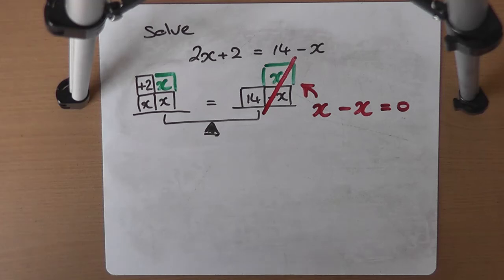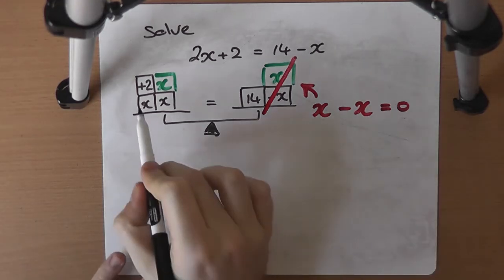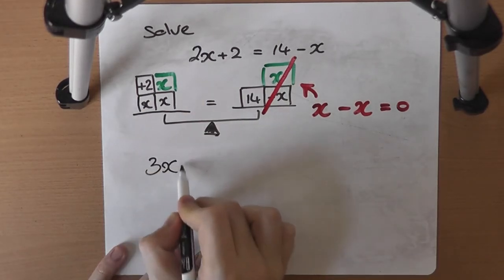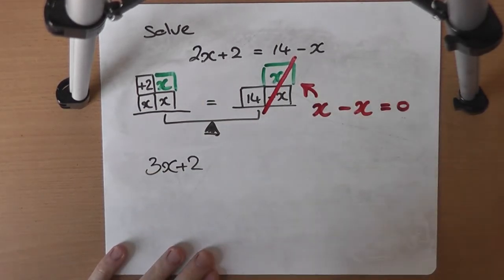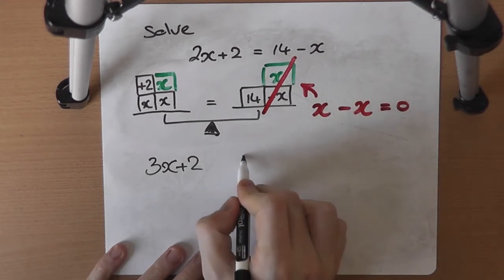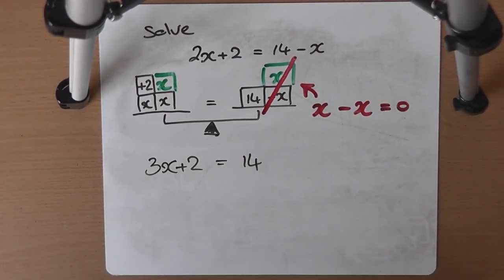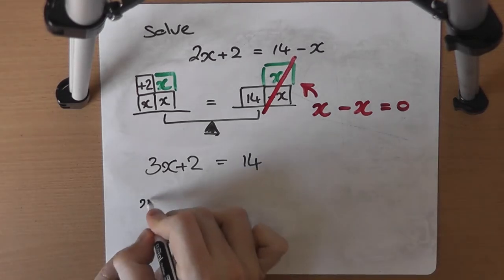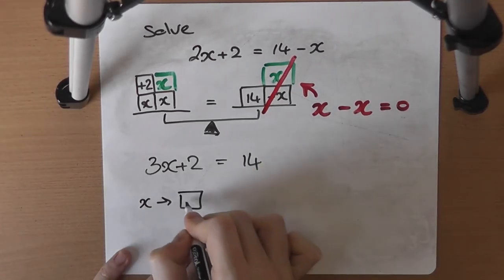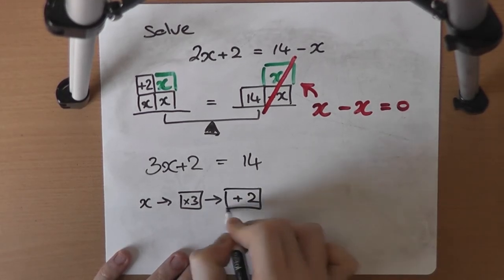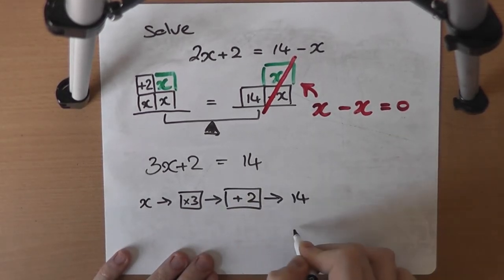Let's keep going with this question then and prove that it works. On this side then, x, x, x, that's 3 x's and a plus 2. On this side, the x and the minus x have cancelled out, so we are just left with a 14. 3x plus 2 equals 14. That's something we could solve with the function machine, so let's set our function machine up. X goes in, times it by 3, and then we add 2. And out the end of that comes 14.